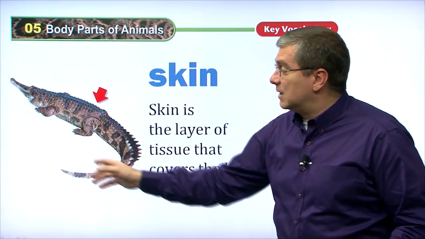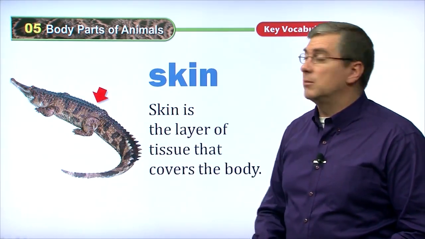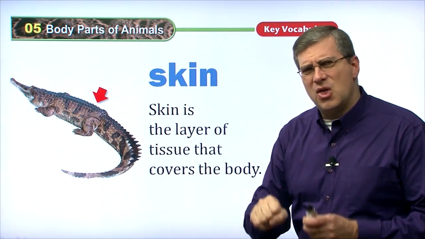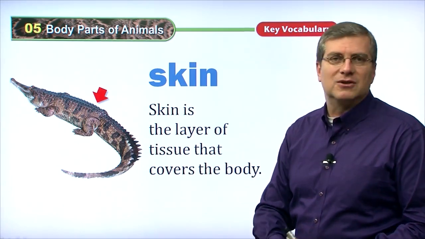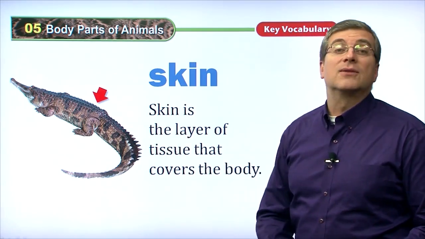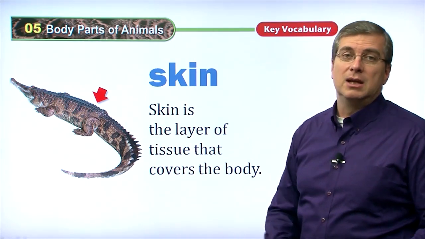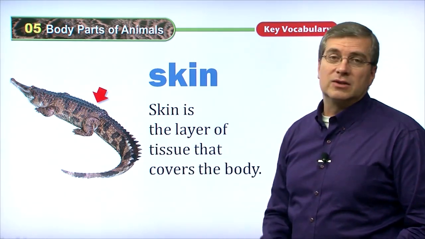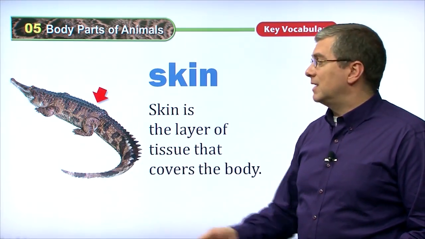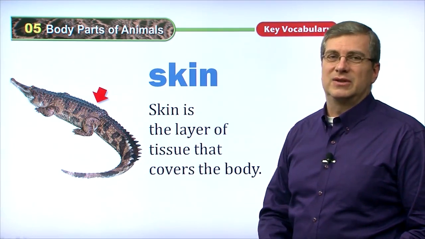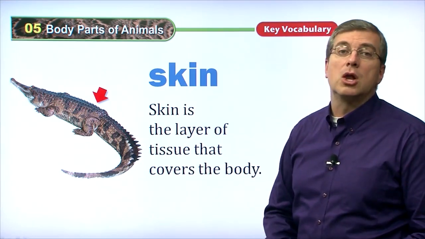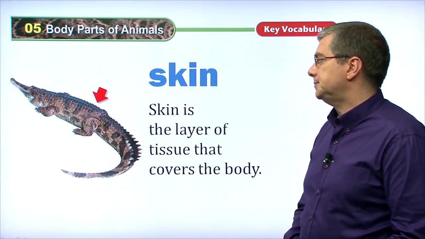Now, skin is different for many different types of animals. Like I said, an alligator or a crocodile will have tough, thick skin. Usually people have soft, smooth skin, right? So different skins for different types of animals, depending on, you know, what they're doing. Alligators live out in the wild. They live in rivers. They live in places where they need a thick, tough skin. We don't need a thick, tough skin. If we need to, we can just wear clothing over our skin.